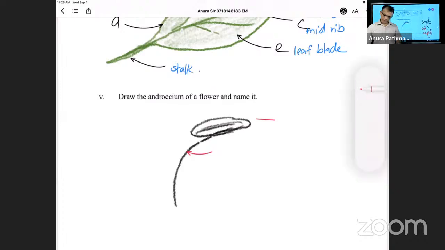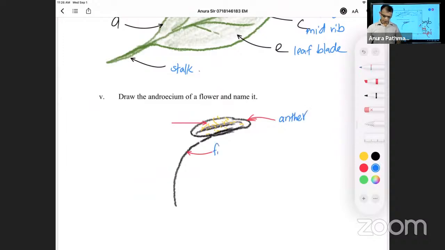What is this one? Filament. The first one is the anther and the second one is the filament. Entrance. And the yellowish dots, so you can write, pollen grain. You can see this is the anther and the filament and pollen grains.